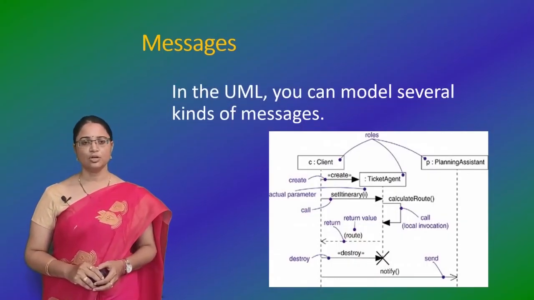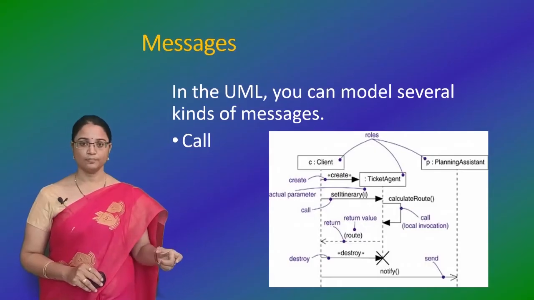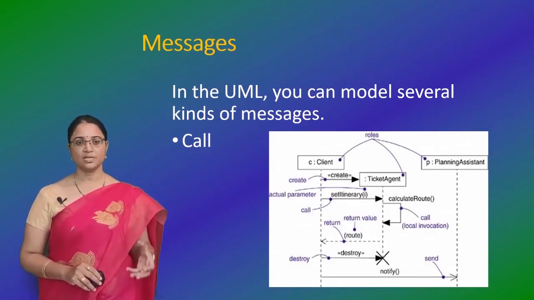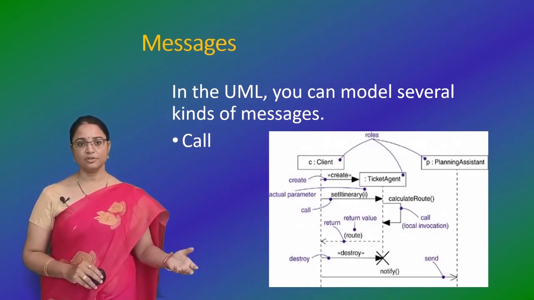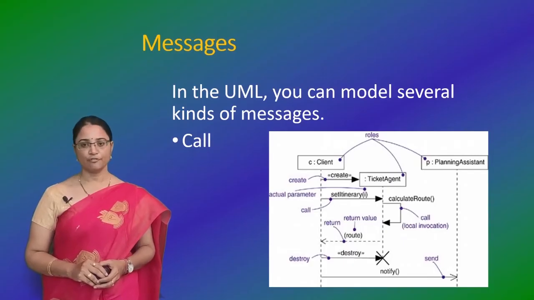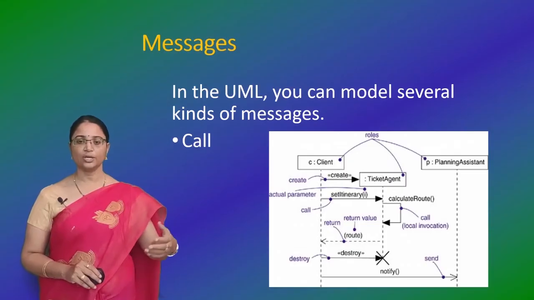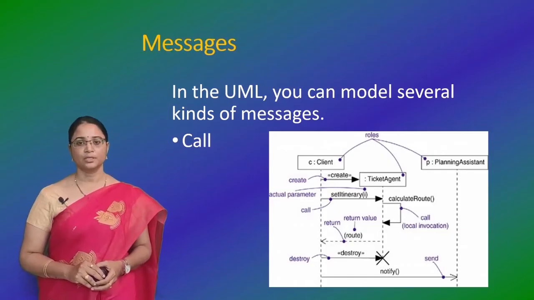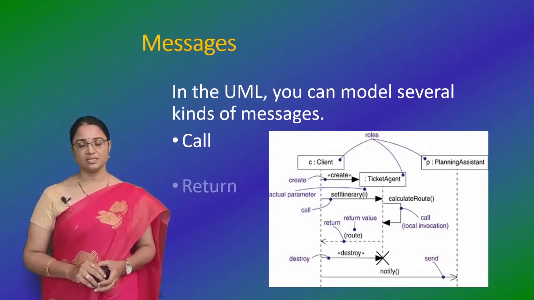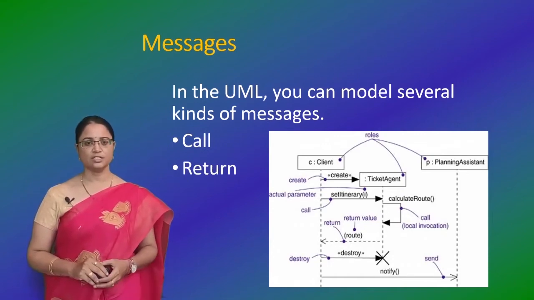So you can use a call. It means if you pass a message between two objects, you can represent a call. Call is nothing but a message that invokes an operation on an object. An object may send a message to itself, resulting in the local invocation of an operation. If you want to invoke some operation, you can specify the call so that it will invoke the particular operation. You can also specify a message as a return. It means if you want to return a value to the caller, then you can specify a return.